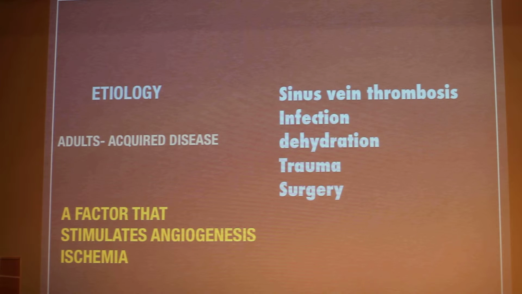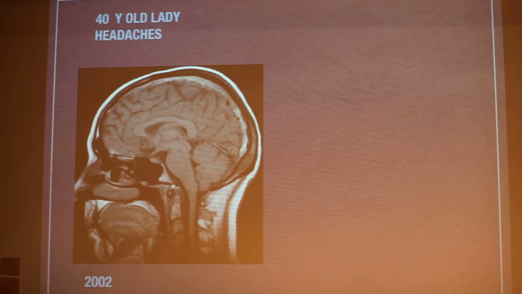the shunt is created. This is, in my opinion, a beautiful example of a 40-year-old lady that presented with severe headaches in 2002. You see that she's got severe thrombosis of the superior sagittal sinus.